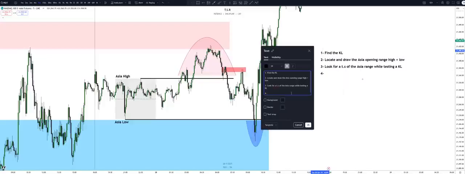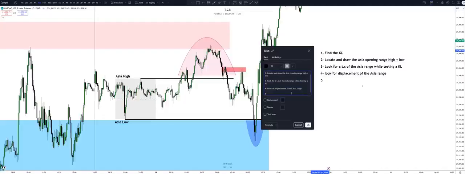Okay, step number 4. Look for displacement. And those of you who aren't familiar with the term displacement, I will explain it. However, the rule goes, number 4, look for displacement of the Asia range, whether you are bullish or bearish. Of course, if we're turtle souping the Asian highs, you look for bearish displacement. If we are turtle souping the Asian lows, you are looking for bullish displacement.